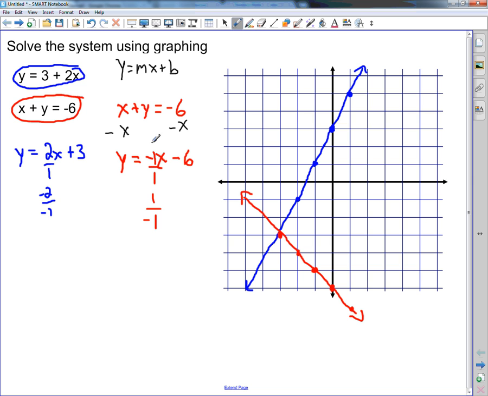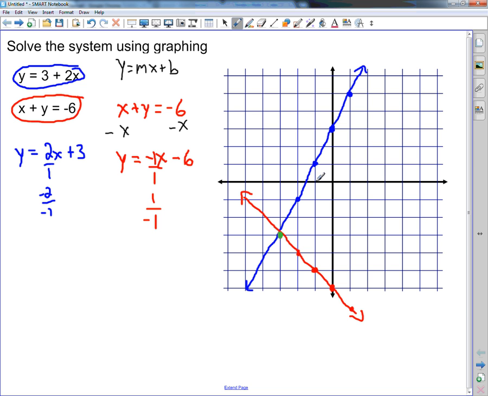And we've graphed our two lines. Now what we're looking for is the point where they intersect. That's going to be the solution. That's the point that makes both equations true. So I notice that we have a point here. So let's figure out where this is.